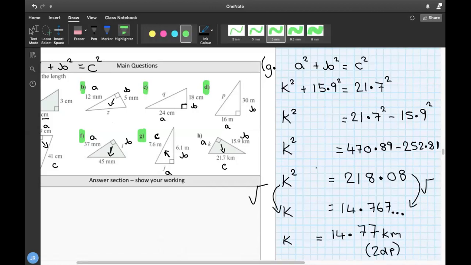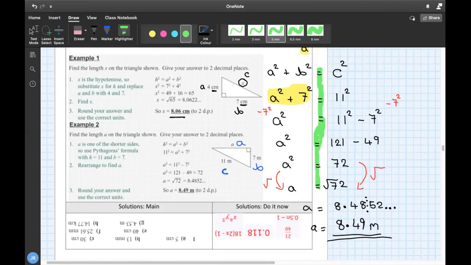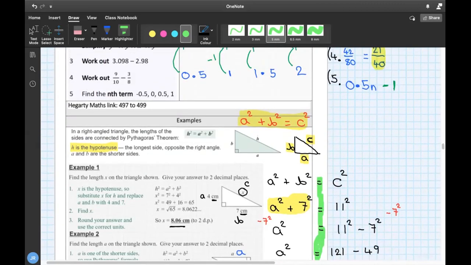Okay, so that was question H, and we've now completed lesson 7. If you want to practice further, then you can have a look at the Hegarty tasks up here. They're 497 to 499. The core bit activities as well are extremely useful for you guys to practice here.